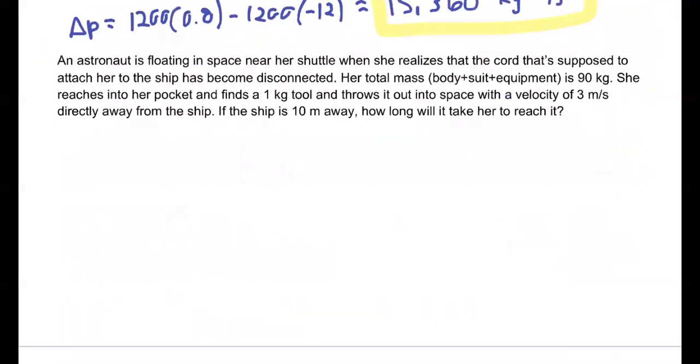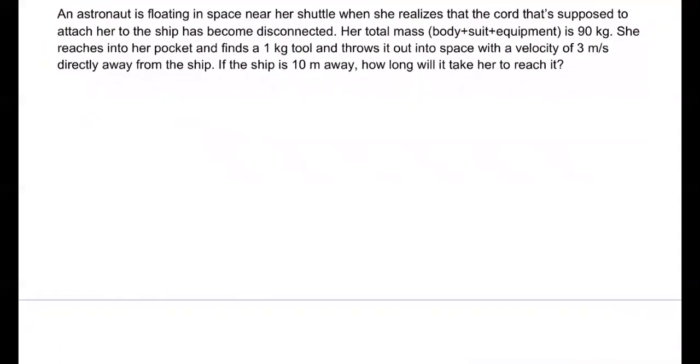All right, let's look at another example. An astronaut is floating in space near her shuttle when she realizes that the cord she's supposed to attach to her ship has become disconnected. Her total mass, bodysuit, and equipment is 90 kilograms. She reaches into her pocket and finds a 1 kilogram tool and throws it into space with a velocity of 3 meters per second directly away from the ship. We've seen this problem before when we were talking about Newton's third law. If the ship is 10 meters away, how long will it take her to reach her ship?